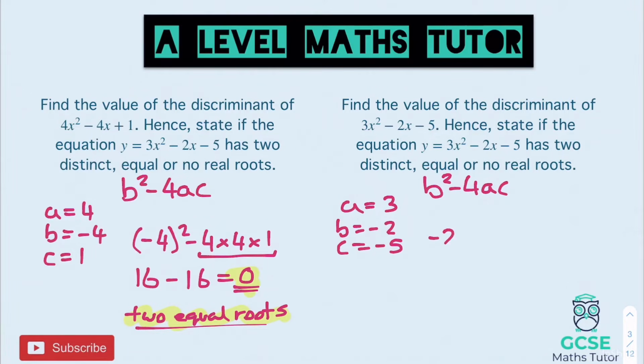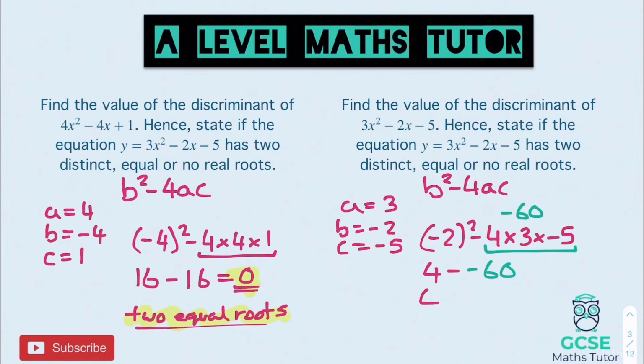So negative 2 squared, take away 4 times a, which is 3, times c, which is negative 5. Got to be a little bit careful here with that negative 5 at the end. So negative 2 squared is 4, and then we are going to take away 4 times 3 times negative 5. Now 4 times 3 is 12, times negative 5 is negative 60. So we've got 4 take away negative 60. That's okay because that turns into a plus, so we have 4 plus 60, which gives us the answer 64. And that is obviously going to give us 2 real roots.